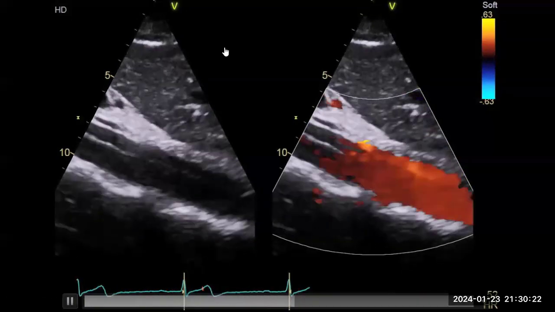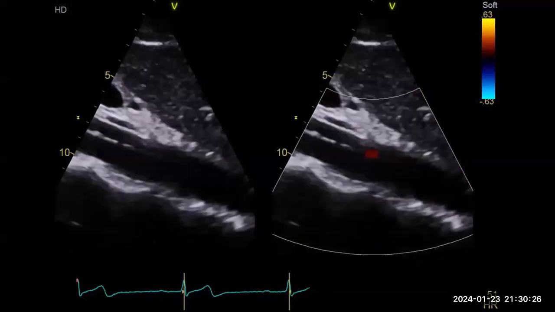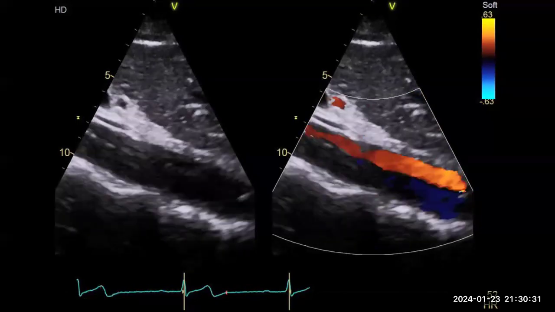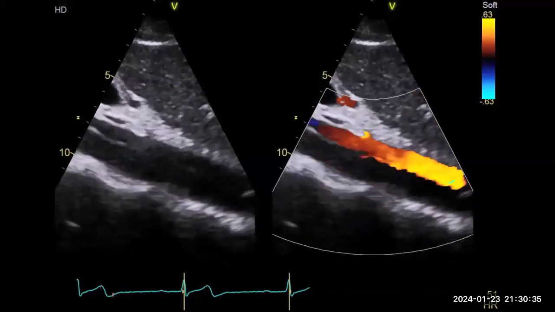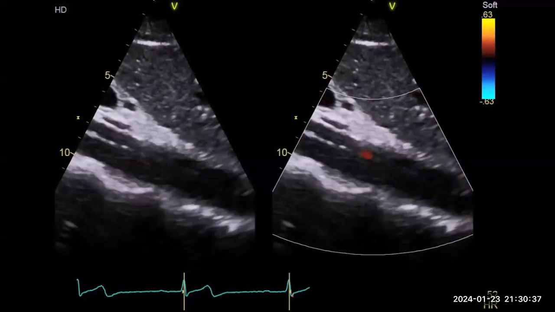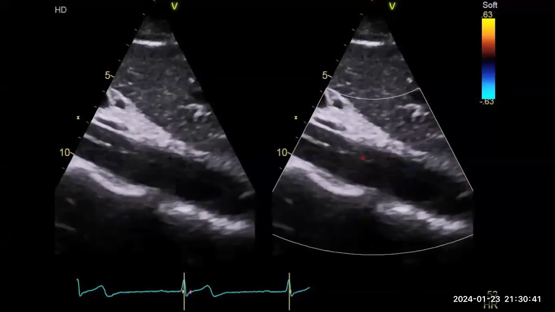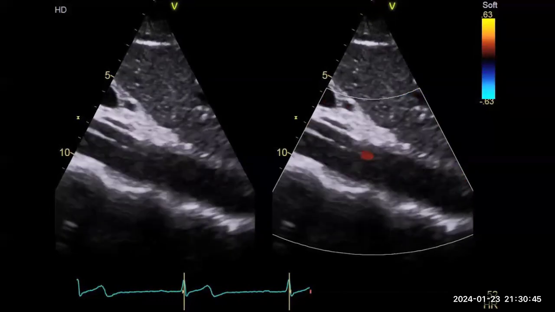So I will comment on the most important. Aortic disease, aortic dissection, dilated aortic root, with code also Marfan syndrome, aortic regurgitation, mild to moderate to severe. I think this is fair enough. Normal LV. Yes. Okay, excellent, excellent.